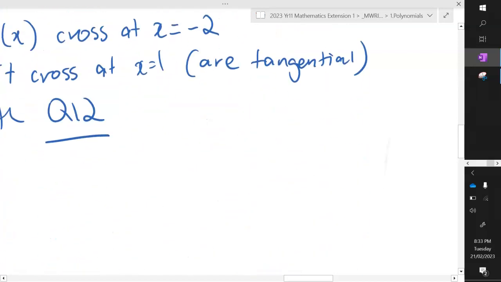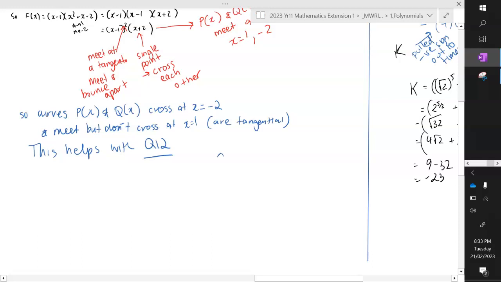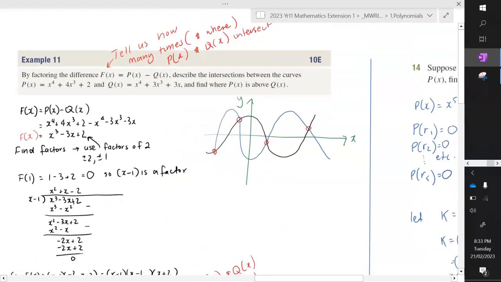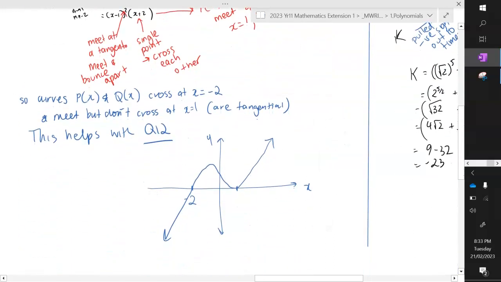So if we jump down to the bottom here, we might just quickly draw what we've got. So we know that x is equal to minus 2 is a point where we're going to have a crossing. And we know that x is equal to 1 is where it's going to bounce. It is a positive cubic, so we're going to look something like this. I don't have a value in here at this point, but I don't need that. So the question wanted us to look at where P of x is above Q of x, or P of x is greater than Q of x.